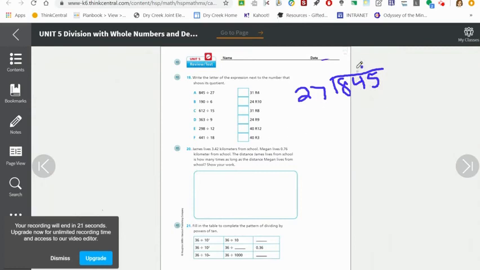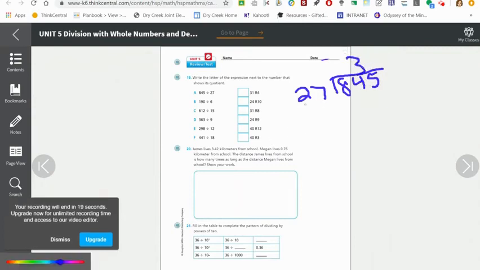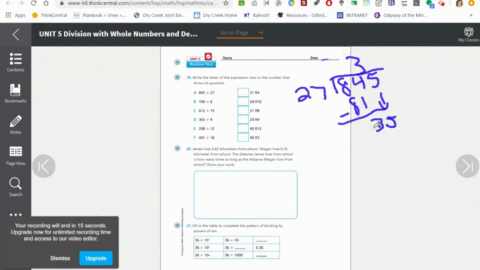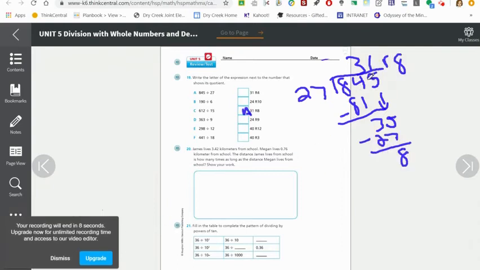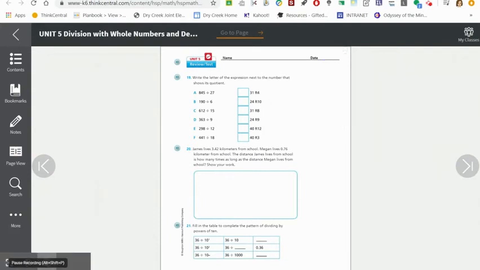It goes in 3 times, which gives me 81. 84 take away 81 is 3. 3 is less than 27. I can bring down my 5. It goes in 1 time. So 27 times 1 is 27. 35 take away 27 is 8. So it's 31 remainder 8. I look over here. All right, so let's do B.